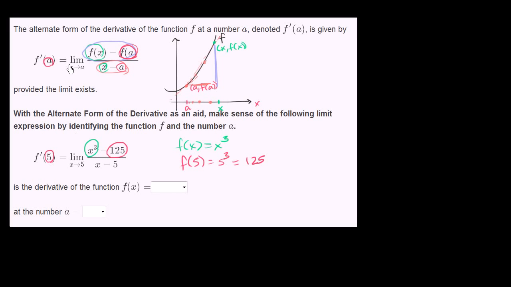And we're also taking up here the limit as x approaches a. Here we're taking the limit as x approaches 5. So this is the derivative of the function f of x equals x to the third, at the number a equal to 5.